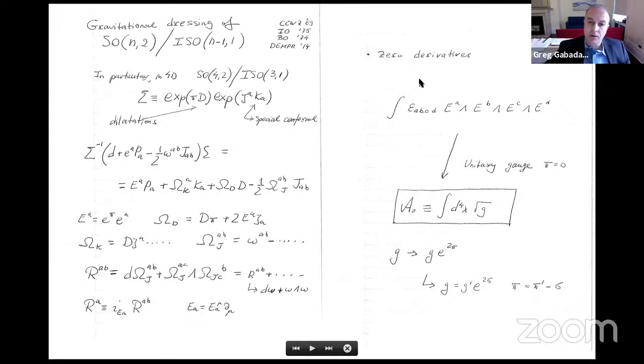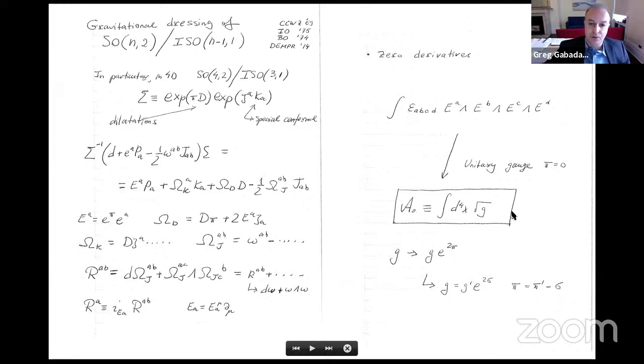So the zeroth derivative order is almost trivial. The only term you can write is the wedge product of 4 generalized Vierbeins. And if you go into the unitary gauge, because now you can choose a gauge, you do have local Weyl transformations. If you choose that, which I'm just doing for simplicity, then you're going to get just the cosmological constant.